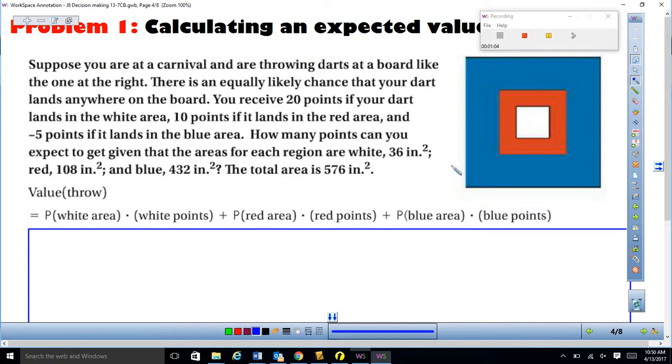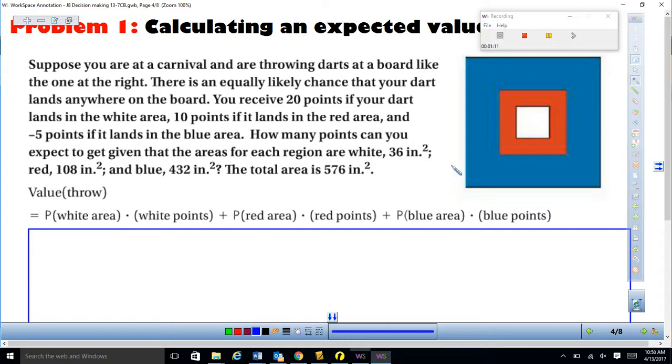Let's take a look at an example, calculating an expected value. Suppose you're at a carnival and are throwing darts at a board like the one at the right. There is an equally likely chance that your dart lands anywhere on the board. You receive 20 points if your dart lands in the white area, 10 points if it lands in the red area, and 5 points if it lands in the blue area.